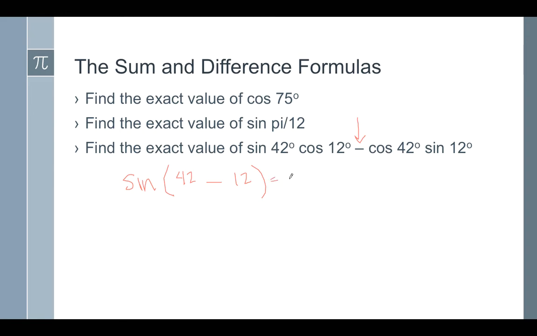Well, that's pretty easy. I get the sine of 42 minus 12, which is just 30. And the sine of 30 is 1/2. So notice you can go backwards. You can start with this big ugly difference and make it into a nice simple sine or cosine.